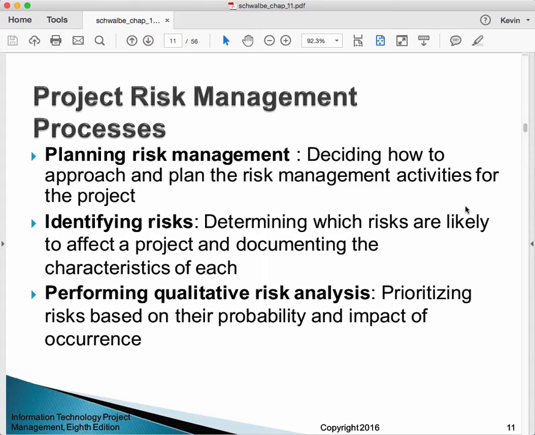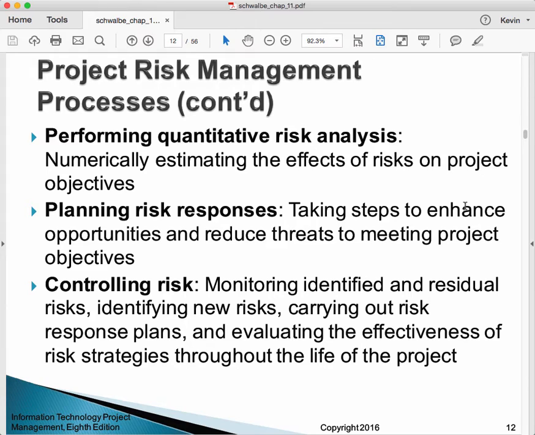So now we've come to the slide where we identify the processes that are part of the PMI methodology related to project risk management. And they are planning risk management, identifying risks, performing qualitative risk analysis, performing quantitative risk analysis, planning risk responses, and controlling risk.